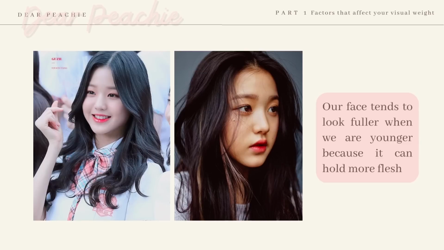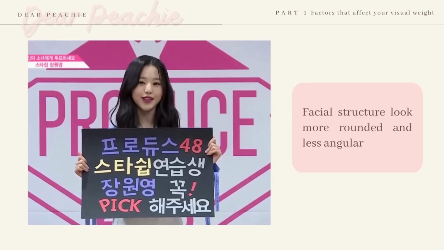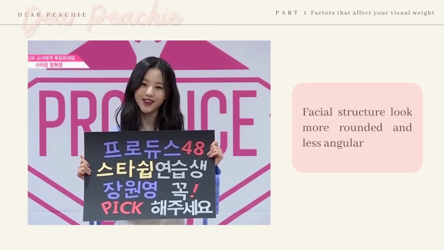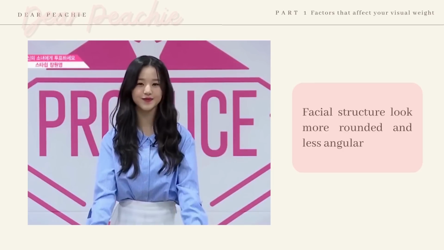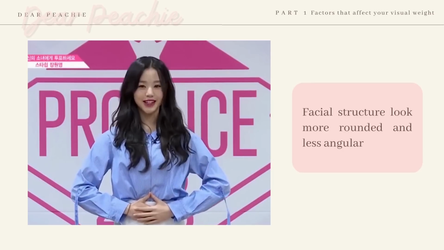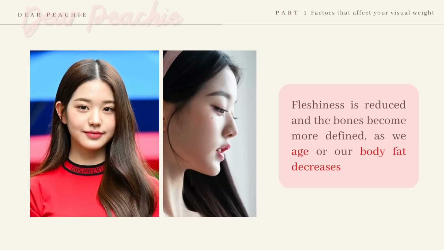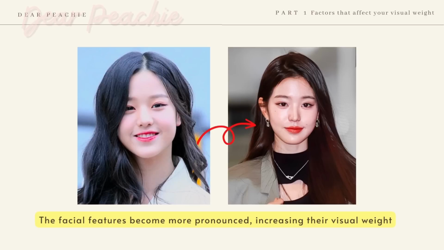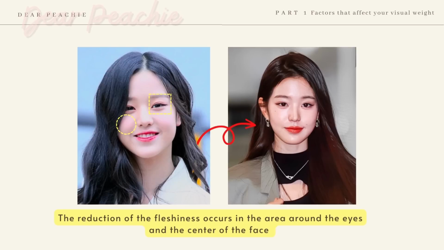Moreover, our face tends to look fuller when we are younger because it can hold more flesh, which may reduce the dimensionality of our features. Or in other words, it makes our facial structure look more rounded and less angular. As we age or our body fat decreases, the fleshiness is reduced and the bones become more defined. Thus the facial features become more pronounced, increasing their visual weight. The reduction of the fleshiness mostly occurs in the area around the eyes and the center of the face. Thus the eyes look more deep-set, the apples of the cheeks appear less chubby, and the nose looks more defined and angular.